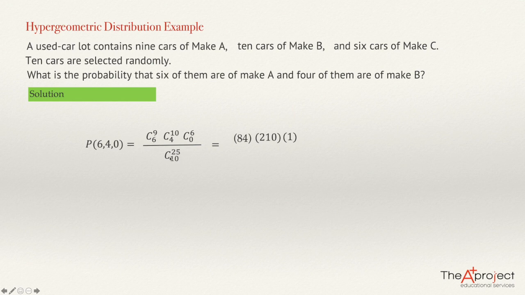How many samples can be obtained? It will be 3,268,760. So we multiply these numbers here, 84 times 210 times 1, and divide by 3,268,760. And this is equal to 0.0054. And that gives you the probability that you obtain in the sample 6 cars of make A and 4 cars of make B. And that finishes this problem. Thank you.